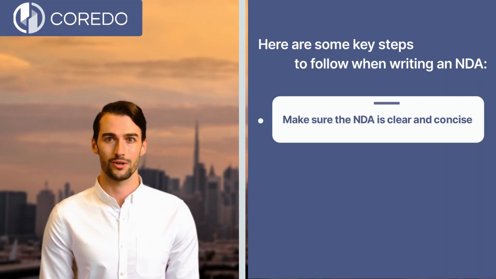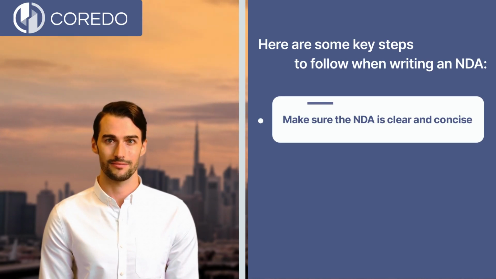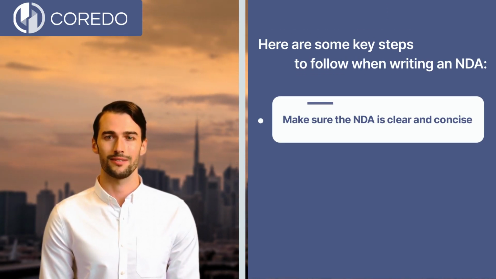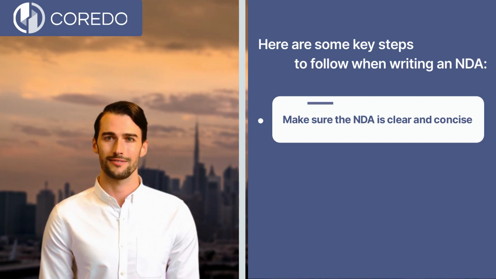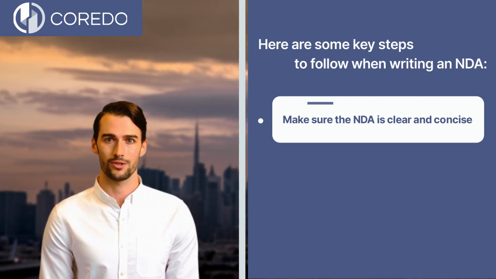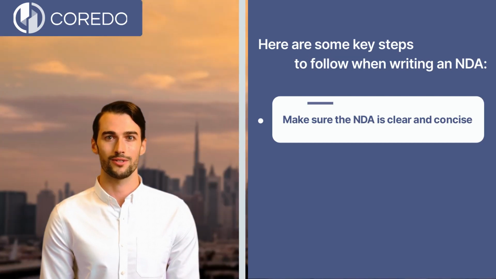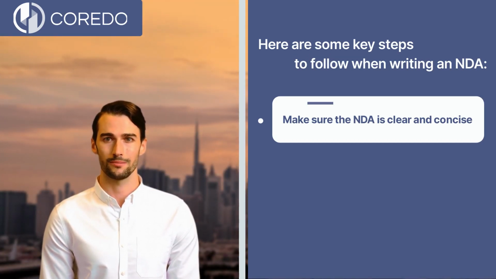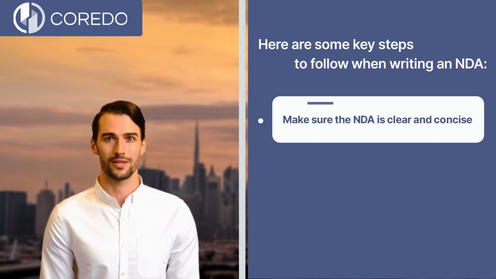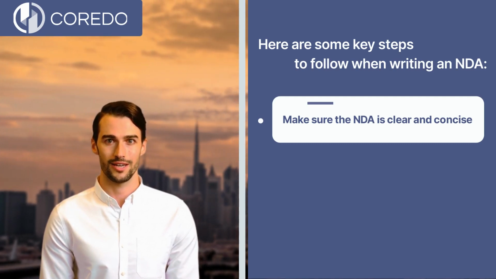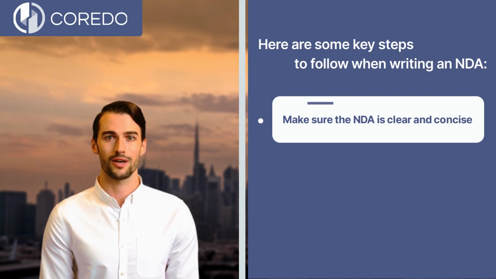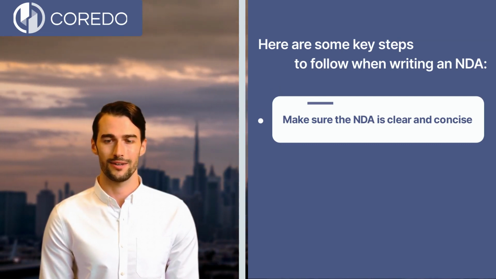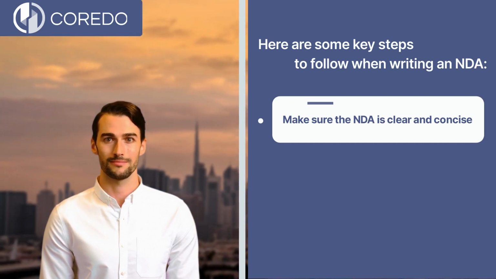Make sure the non-disclosure agreement is clear and concise. A non-disclosure agreement should be written in clear and concise language that is easy for all parties to understand. It is important to avoid using legal jargon or ambiguous terms that could be open to interpretation. It is also helpful to use bullet points or numbered lists to break up the text and make it easier to read and understand. It is a good idea to have the non-disclosure agreement reviewed by legal counsel to ensure that it is clear and understandable for all parties involved.